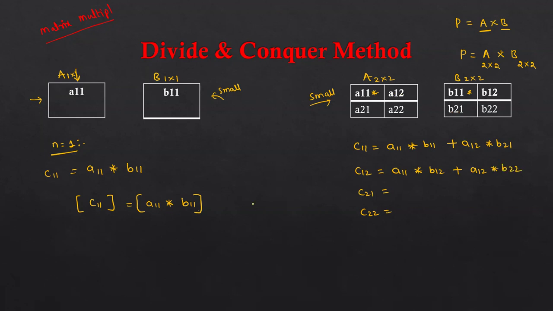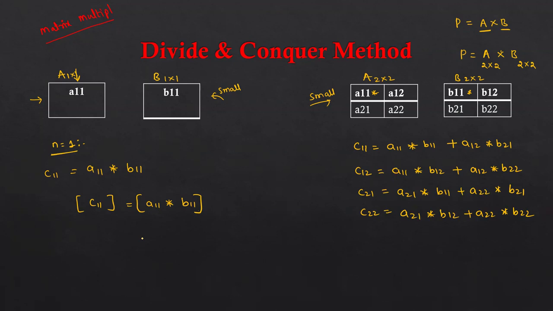This is C12. What about C21? C21 equals A21 into B11 plus A22 into B21. This is another multiplication. Next, we will go for C22. How can I calculate C22? A21 into B12 plus A22 into B22. So this matrix multiplication is fixed.